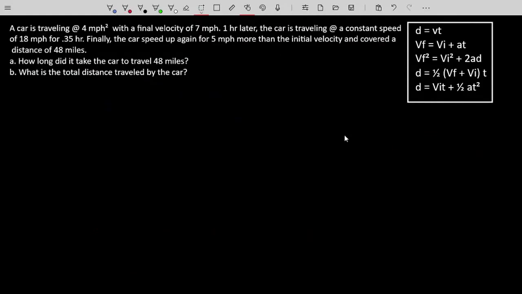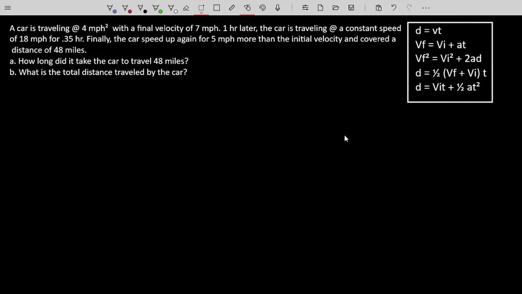Now for this example, a car is traveling at 4 miles per hour squared with a final velocity of 7 miles per hour. 1 hour later, the car is traveling at a constant speed of 18 miles per hour for 0.35 hour. Finally, the car speed up again for 5 miles per hour more than the initial velocity and covered a distance of 48 miles. First, how long did it take the car to travel 48 miles? B. What is the total distance traveled by the car?